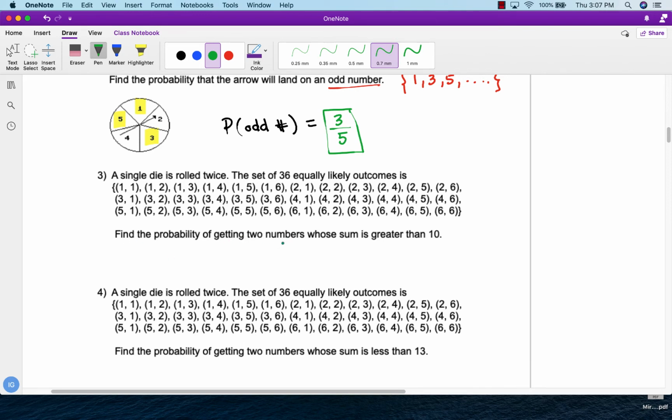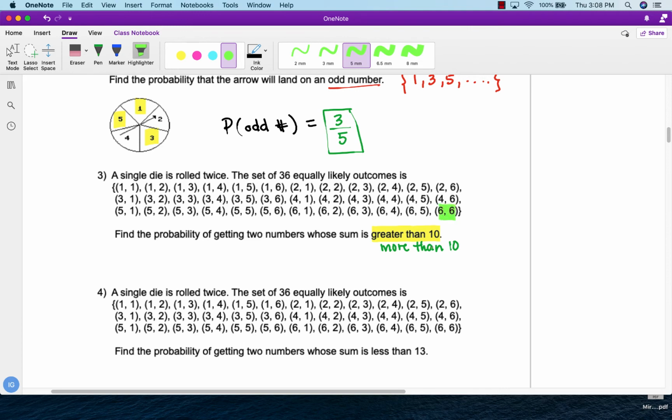Find the probability of getting 2 numbers whose sum is greater than 10. Greater than 10 means more than 10. Okay, so it will be 11 or 12. That's the max we can get here. So the sum of the 2 numbers has to be bigger than 10. So we go through here and look for numbers that add up to more than 10.